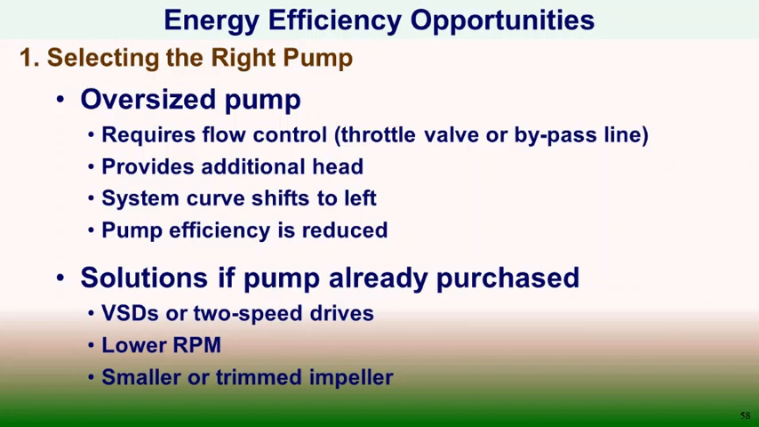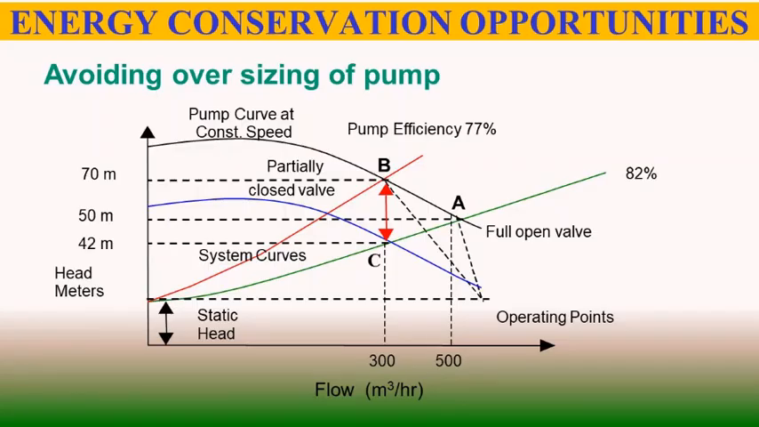So best efficiency point is getting lowered, and in that way pump efficiency is getting reduced, and flow through the pump is also getting reduced, but power consumption is not getting reduced. That has to be remembered. So that's why oversized pumps can create inefficiencies, and to overcome that we have to give variable speed drives or two-speed drives, lower RPM, smaller impeller or trimmed impeller. This can reduce the system load.